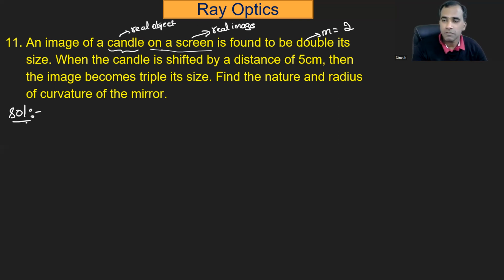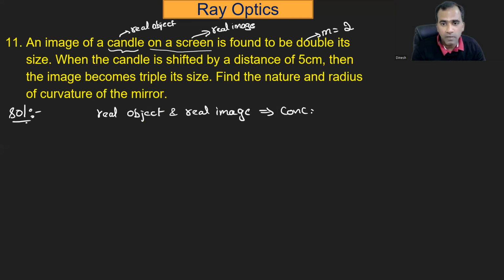When is it possible? For a convex mirror or a concave mirror? Concave only, no? Only for concave. When you put the object in the third or fourth region, only then we get a real image. For a convex mirror, when you place a real object, you get a virtual image. For a virtual object, you get a real image. Real object, real image case is not possible for a convex mirror. So real object and real image is possible only for a concave mirror.